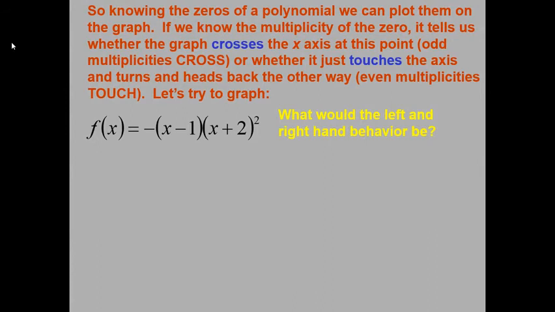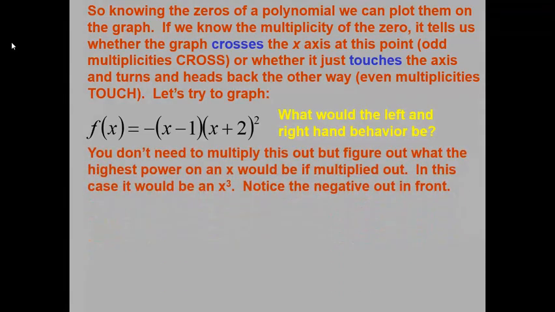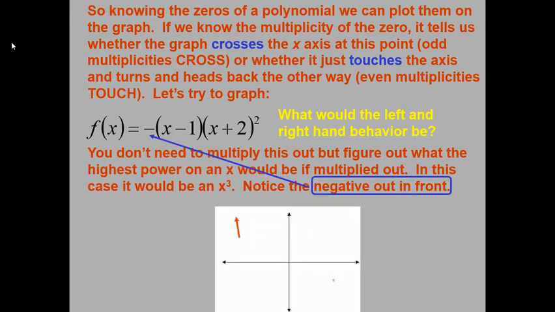What would the left and right-hand behavior be? In other words, do you have an odd or even polynomial? You don't need to multiply this out, but figure out what the highest power on an x would be if multiplied out. In this case, it would be x cubed. Notice the negative in front. Remember, the negative is going to reflect the x cubed around the origin. So that means that the left-hand behavior will be up and the right-hand behavior will be down.